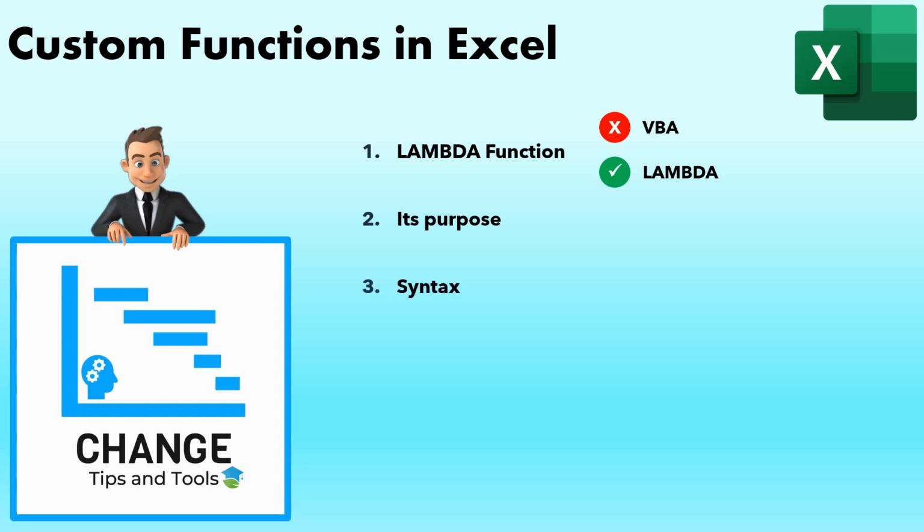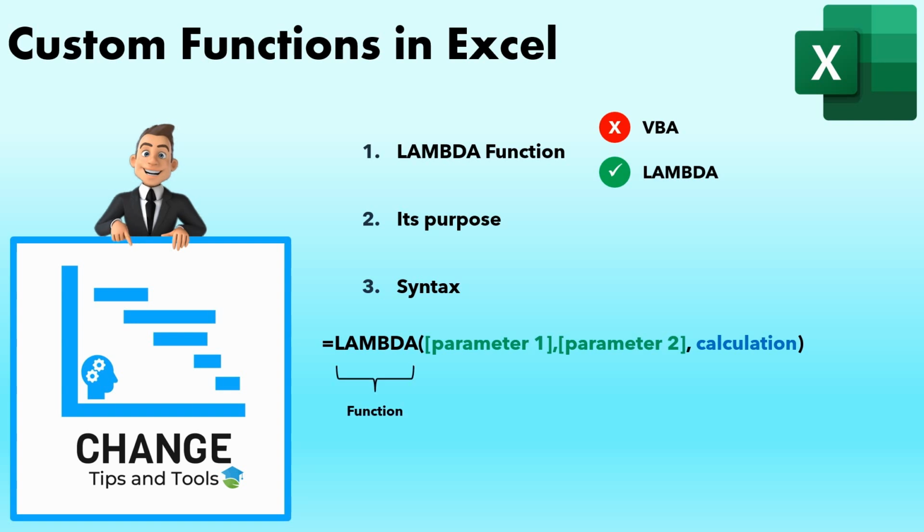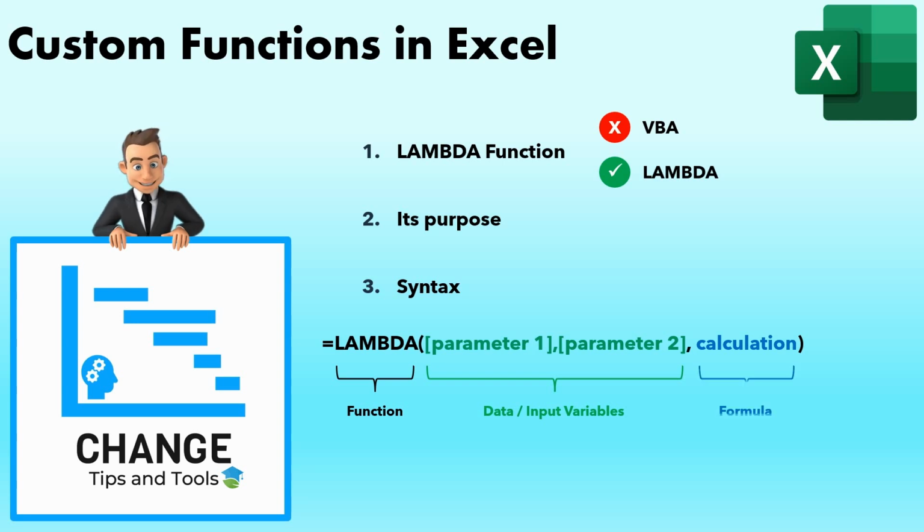Now, the function has two basic arguments. The first, you have the parameters. These are your inputs like data ranges or variables, and you can have up to 253 of these parameters. Second, you have the formula, i.e. how you want the LAMBDA function to calculate with the parameters as its input.